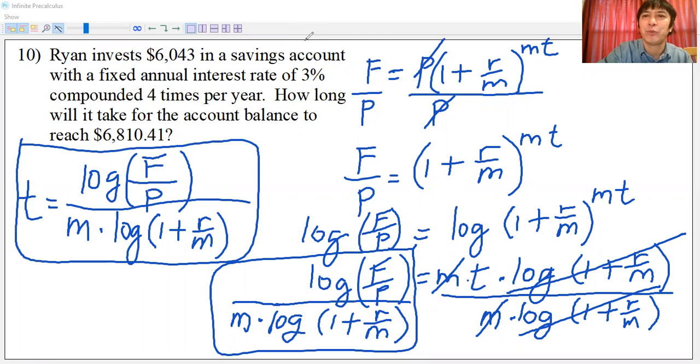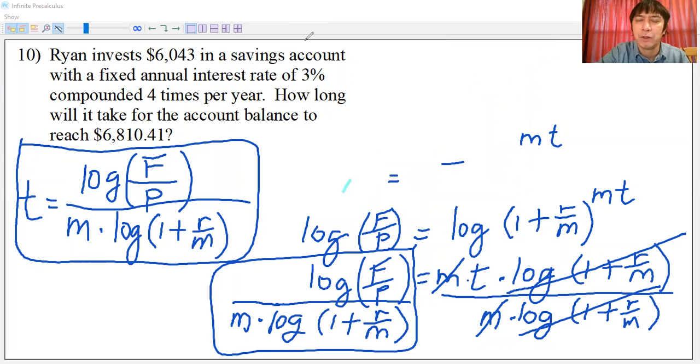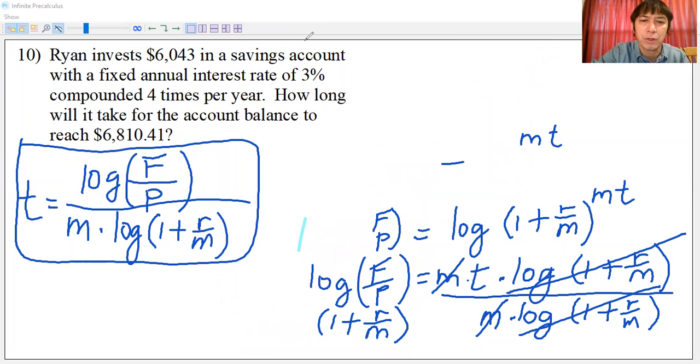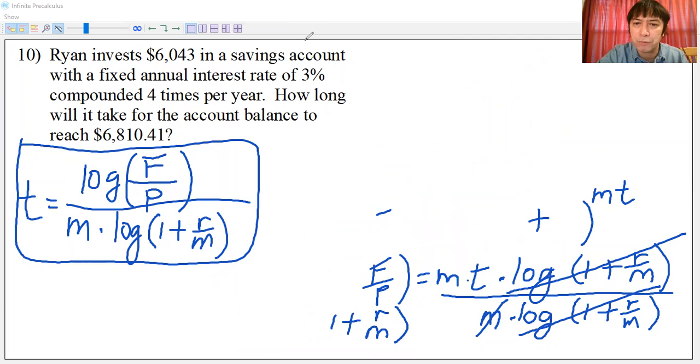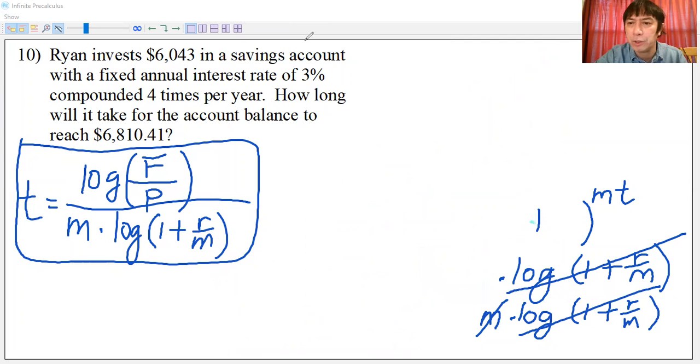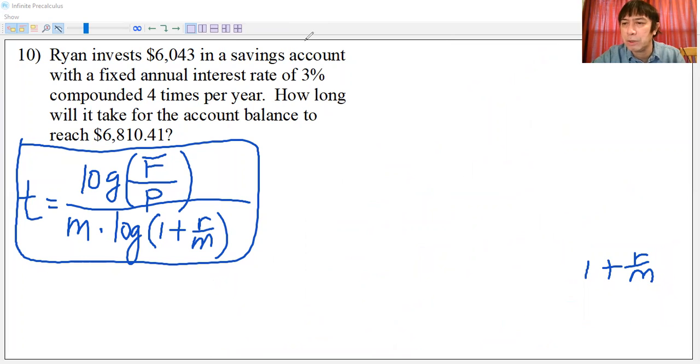Let me just clear. Let me erase this part, the part that we are not going to use. I'm not going to erase the entire screen because we need the formula, and you need to see that formula. So let me just clear the screen.